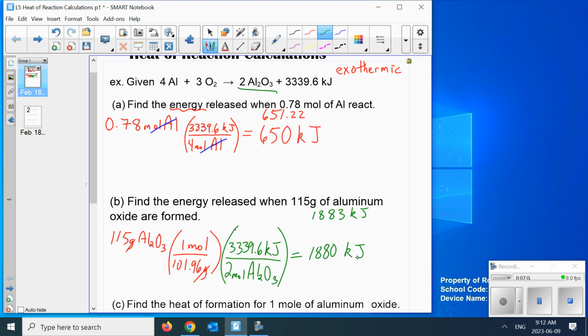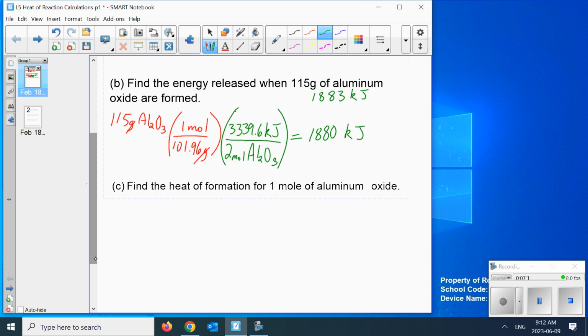I will find the heat of formation of a mole of aluminum oxide. Yep, I'll do that. I have to know what a formation equation is. What's a formation equation? How many moles of the product do you want in a formation equation? Because remember, a formation equation is 1 mole. And it even says that.